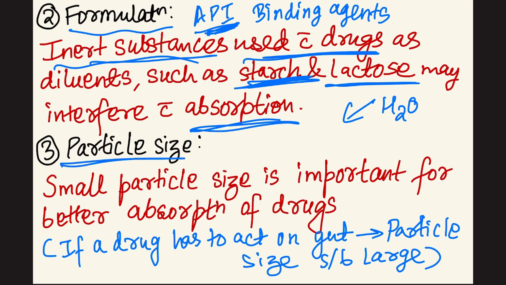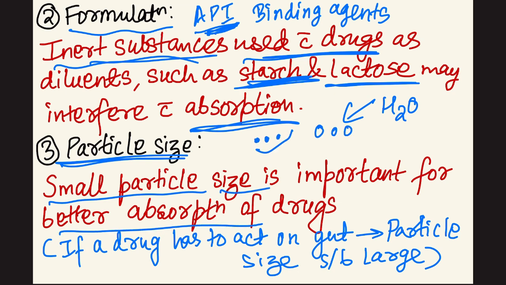Then we have particle size. So smaller is the particle size, faster is the absorption. It is very common that small particles are absorbed faster than the larger particles. And the reason for this, we can also see: suppose we have an absorbing surface, and a drug which has small particles, so almost the entire area of the particle is in contact with the absorbing surface.